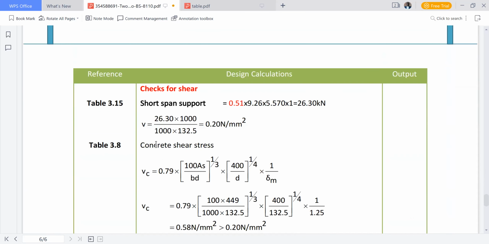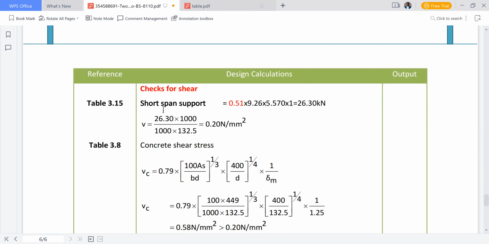Now check for shear like I told you. Here for shear we look at the continuous part, or the support. Shear will only occur at the support, but the highest bending moment will occur at the mid span. Now for shear at the support, we shall use table 3.15 like we did for the moment coefficient. To obtain this coefficient in red, we use table 3.15.